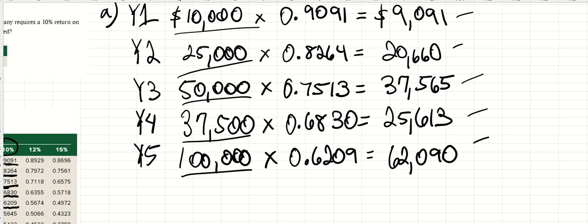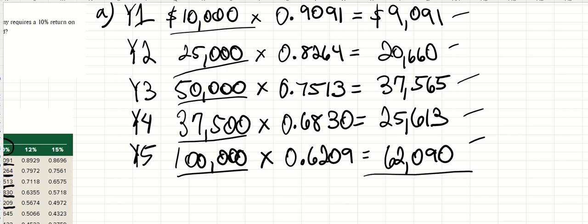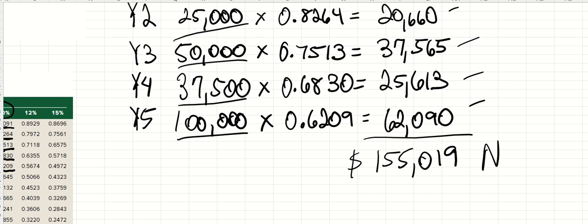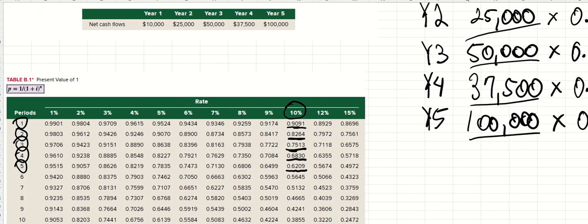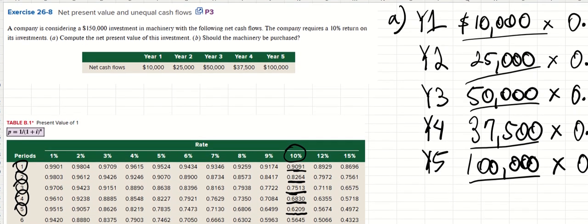So if we do the math and add all of the net annual cash flows up together, this is going to come out to be $155,019. Okay, so this is our NPV, our net present value on the future net annual cash flows. So that's letter A. Now for letter B, we are to see if the company should purchase the machine.